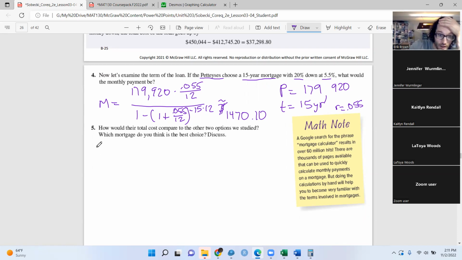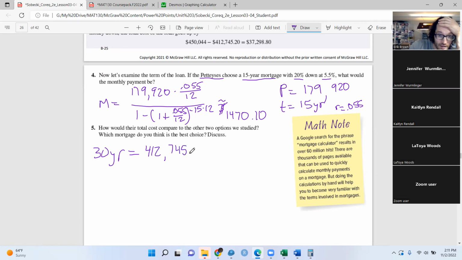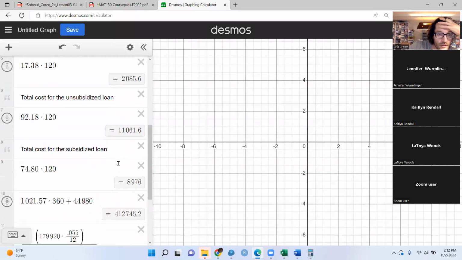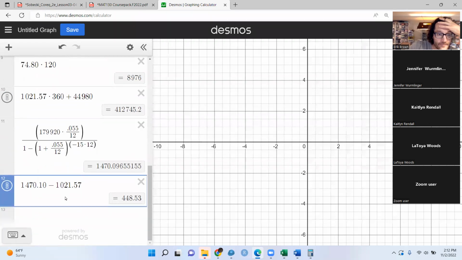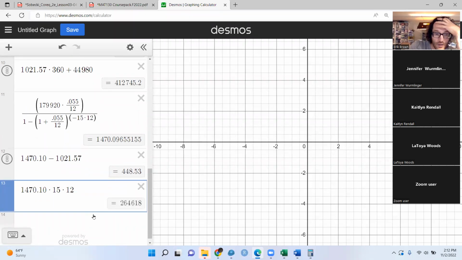Remember, the total cost for the 30 year was $412,745.20. So for the 15 year, the total cost is gonna be this times the 15 times 12 plus the 44 thousand, whatever it was. I've got it here. 44,980. So it's 1470.10 times 15 times 12. So that's the total payments over the 15 years plus the down payment, 44,980. So we're going to end up paying $309,598.